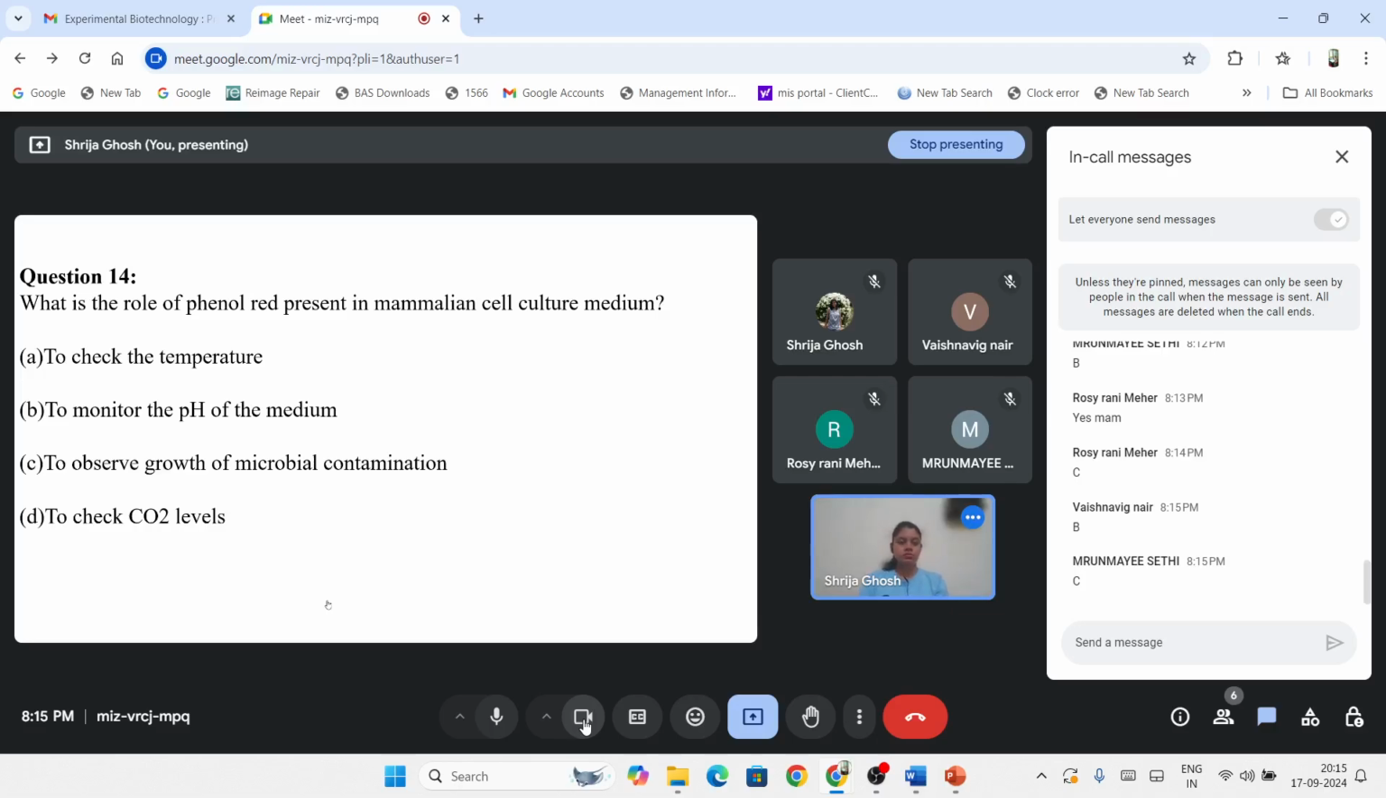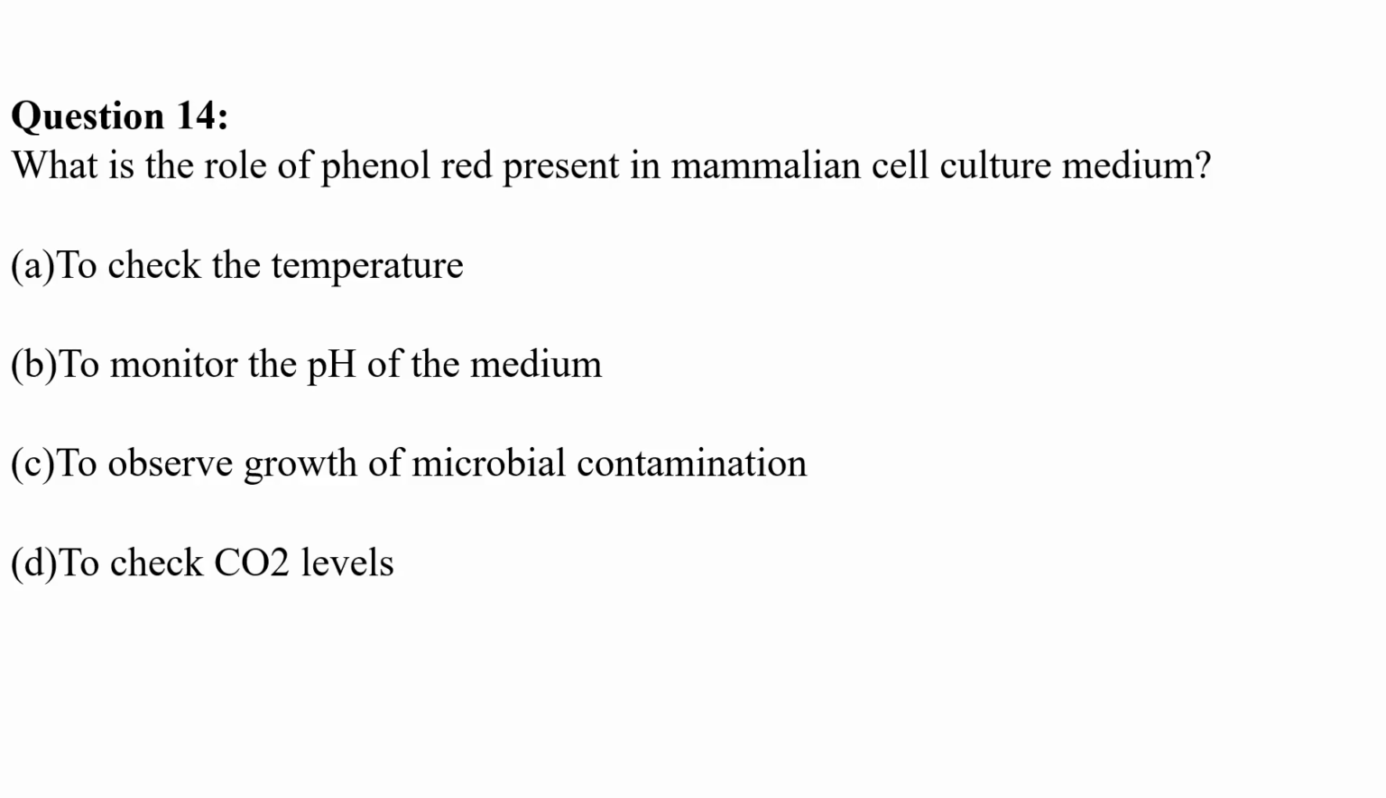Okay. We seem to have different answers from different people. So Rosie has answered option C, to observe the growth of microbial contamination. Mrinmay has answered the same thing, and Vaishnavi has answered to monitor the pH of the medium. So option B is the correct answer. Vaishnavi has the correct answer, to monitor the pH of the medium. So phenol red is a pH indicator.